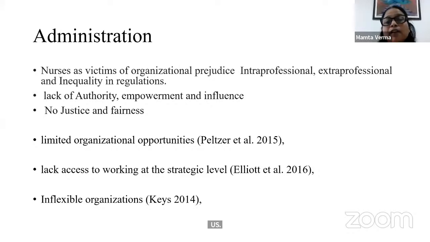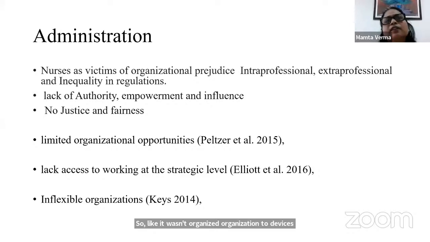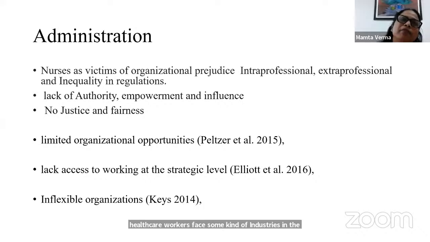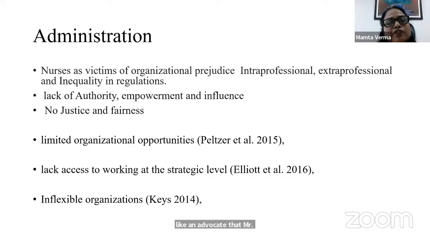Lack of authority, empowerment, and influence. Yes, even in ordinary situations, many times the nurse leaders feel there is a lack of authority or a conditional authority. So in the panic situation also, it was expressed that nursing administrators felt lack of authority, lack of empowerment and influence. There was no justice and fairness. Most of the time, though it was applicable to all the healthcare workers, every category of healthcare workers faced some kind of injustice and unfairness. But yes, because I belong to the nursing fraternity, I can advocate that administratively, in certain issues, there was no justice, no fair treatment with nurses. Pedzer et al. also reported there was limited organizational opportunity for nurses.